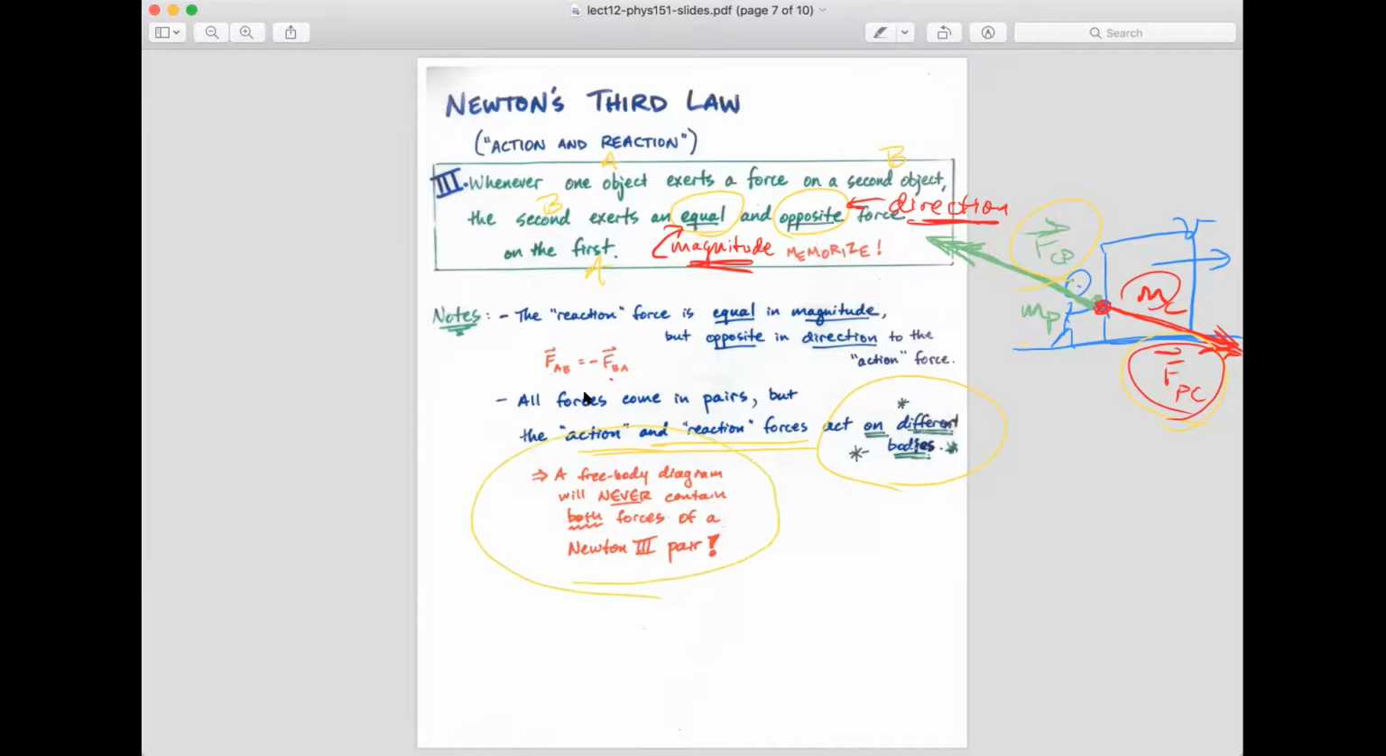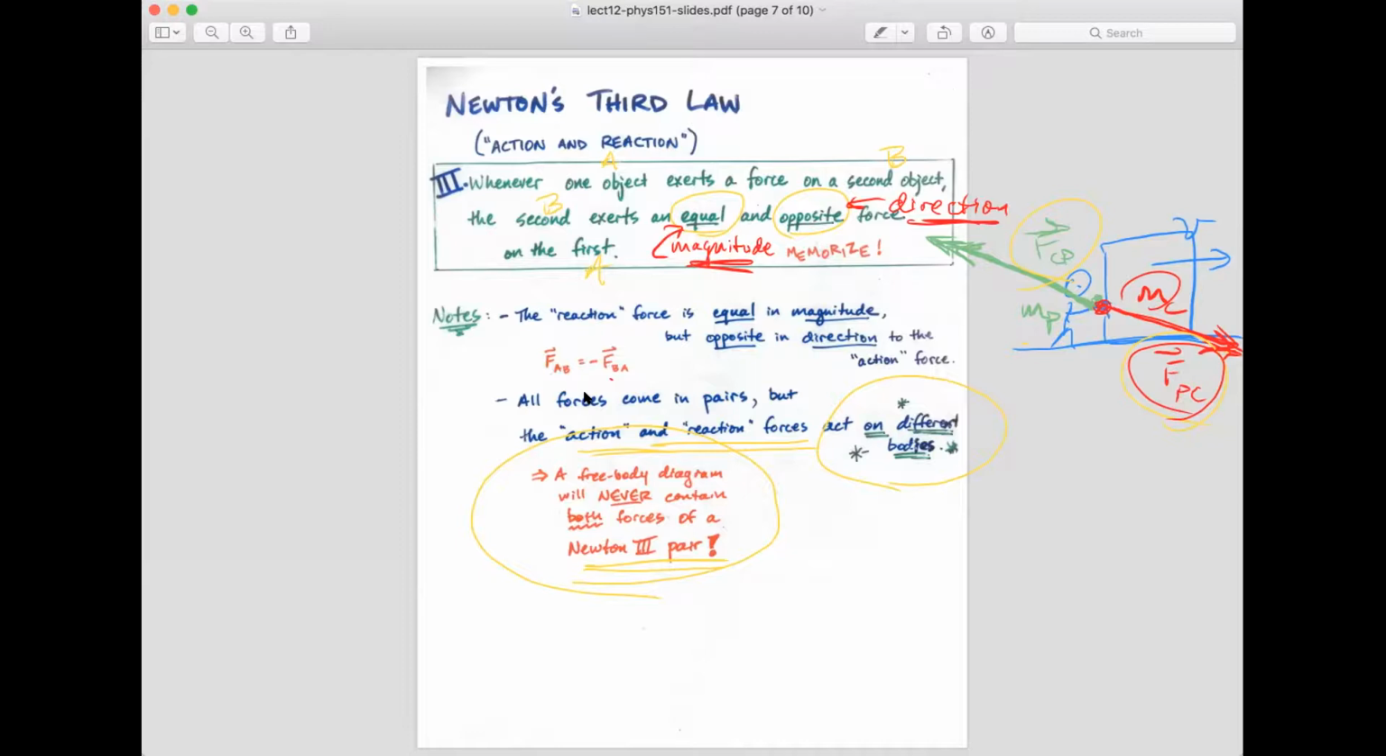So as a rule of thumb, you'll never see both of the forces of an action-reaction pair, a Newton's third law pair, or what is called the reaction force, in the same free body diagram. In our textbook, you'll never see both of those two forces together. It's never going to happen.